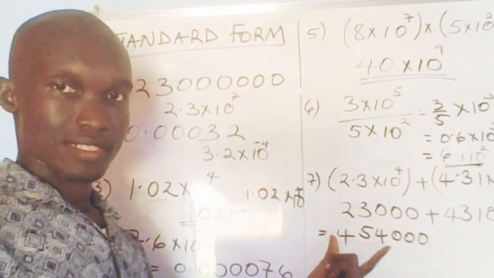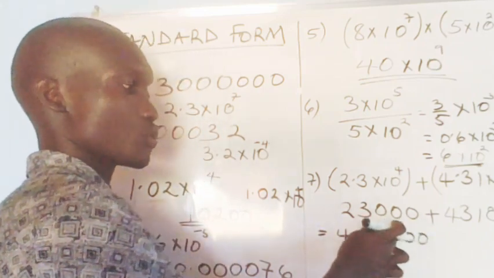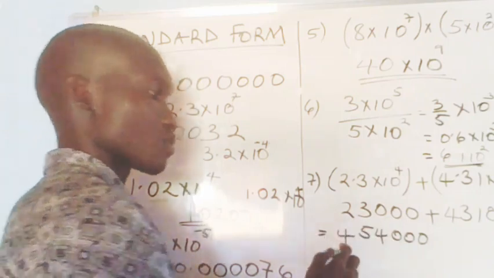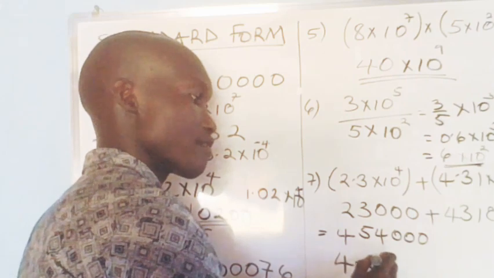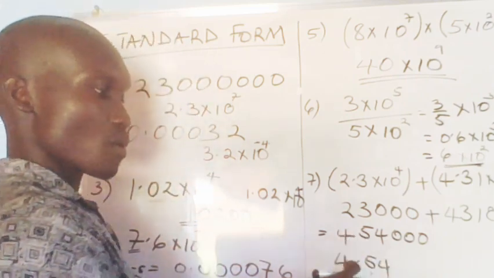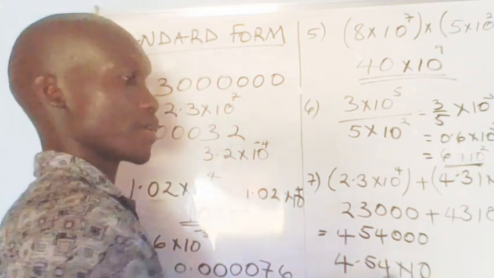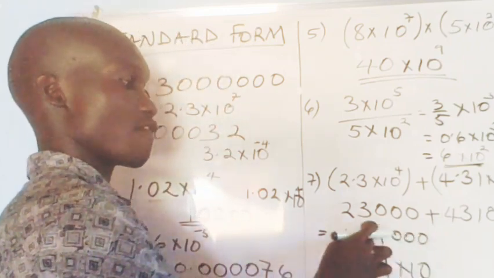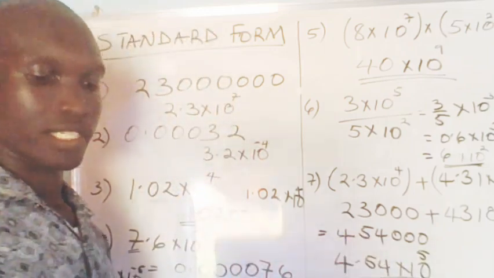Now we have to write this in standard form. So we are going to count from here. 1, 2, 3, 4, 5. So we have 4.54. We have 4.54 times 10. Now we count 1, 2, 3, 4, 5. That is raised to power 5 as our final answer.